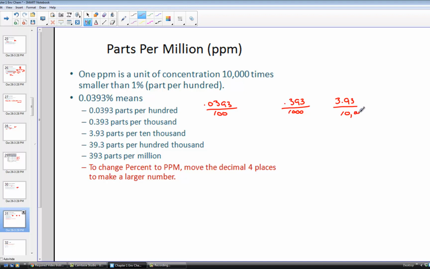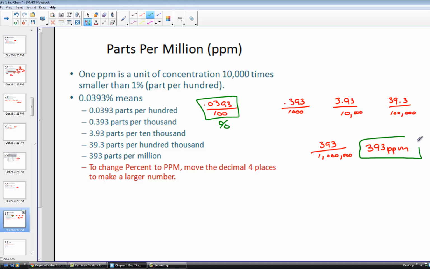3.93 in every 10,000 parts. See, 39.3 in every 100,000 parts. And 393 in a million. We would call that 393 parts per million. Look what we've done. From expressing it as a percent to expressing it as a part per million, we've moved the decimal 4 spots to make it a larger number. Very important trick here.